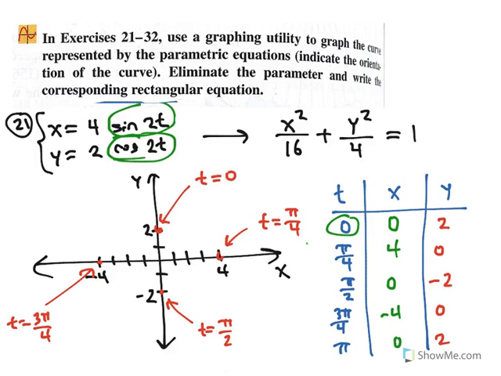So if you trace the curve following increasing values of t from 0 to pi, you would start here and you would go clockwise, and the curve that is traced is in fact an ellipse. So you can indicate the orientation of the curve by drawing arrowheads, or you can write the word clockwise. So how do we do this using Desmos? So let's take a look at that.